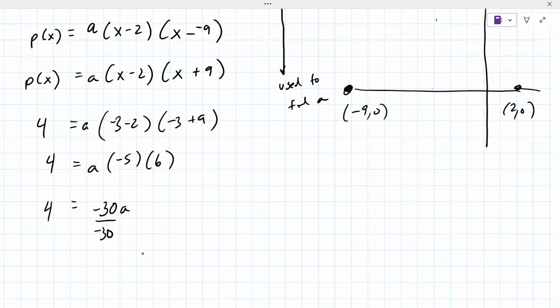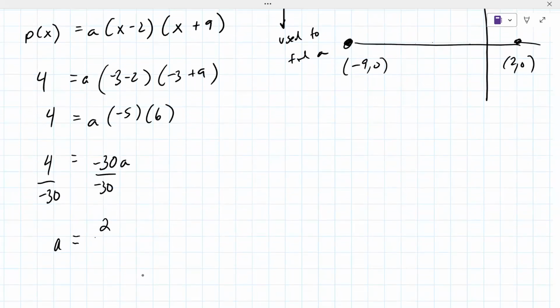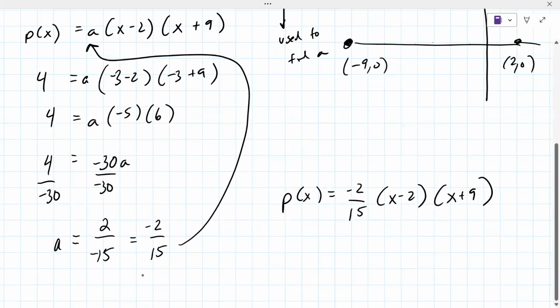And then you divide both sides by minus 30. So it may or may not be the case that A is a nice value. In this case, it's 2 over minus 15. Bring the negative up, negative 2 over 15 like that. And then that goes back into that line right there for A. So your P of X equals negative 2 over 15, X minus 2, X plus 9 like that.